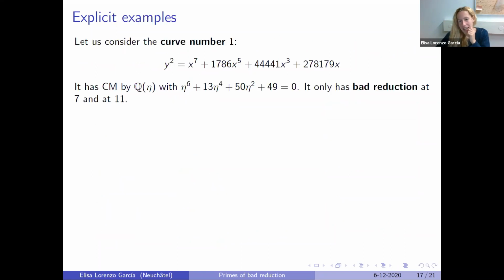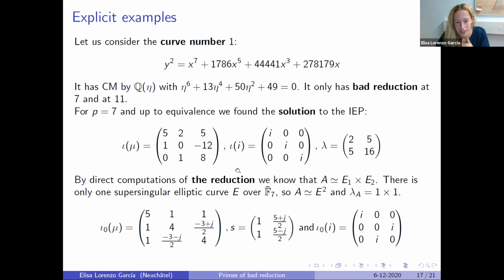For this, I give an explicit example because I'm going to use it later. First, I take the curve number 1. Actually, we know the equation in this case. So it's given by this equation. The CM field is given by this eta that satisfies this polynomial relation. So those are the capital A, B, and C that we input in the algorithm. It has only bad reduction at 7 and 11, as we saw. And here I'm showing you the solution that we find for the prime 7. This is the image of the solution. This is the polarization.